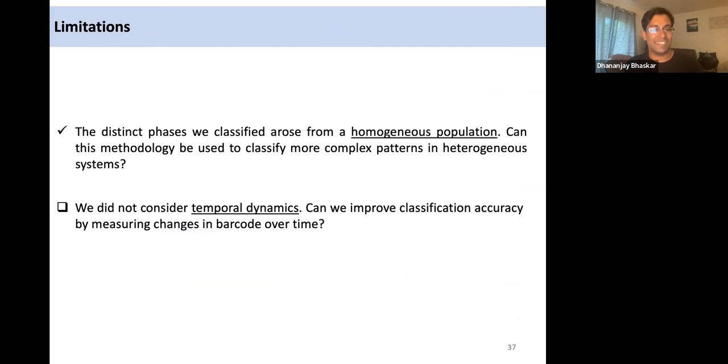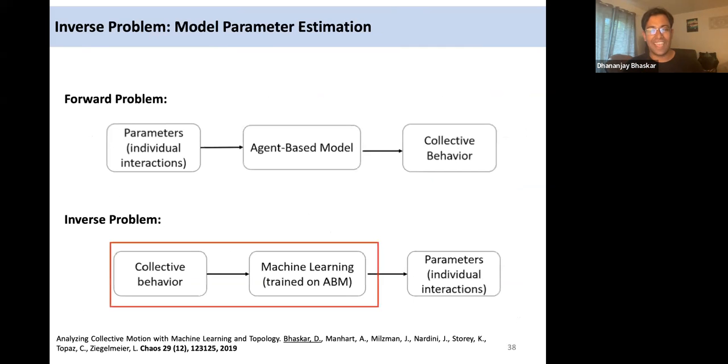And just as a final plug, one more limitation that I did not address is that we did not consider temporal dynamics. And so it turns out you need a more challenging problem to take advantage of this temporal information. And so we have a paper out in Chaos. I simply point you to this paper where we do incorporate not just spatial persistence homology, but persistence homology over time to solve a more complex inverse problem where that information can be leveraged.